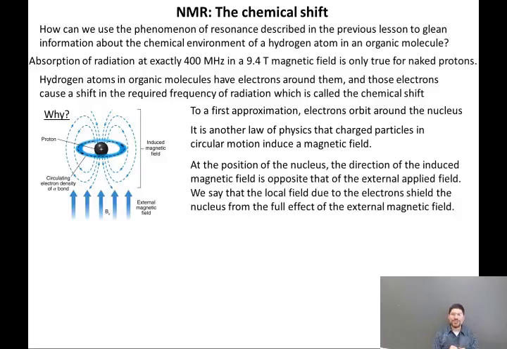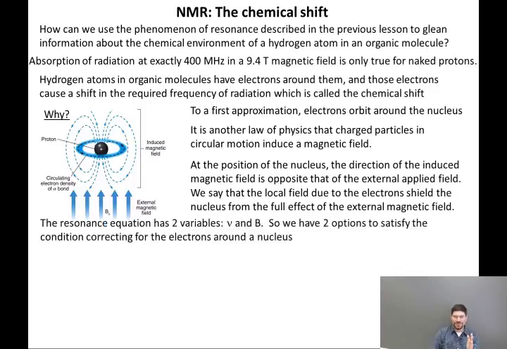But as this diagram shows, at the position of the nucleus, which is of course where the spin flip is happening, the direction of the induced magnetic field due to the motion of the electrons is opposite to that of the external applied field. So as a result, we say that the local field due to the electrons shields the nucleus from the full effect of the external field. Okay, it's as if the field were not quite as strong in this location because part of it's being canceled out by the induced field in the opposite direction.